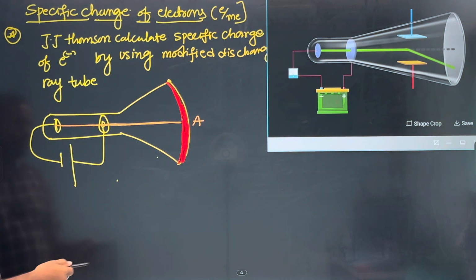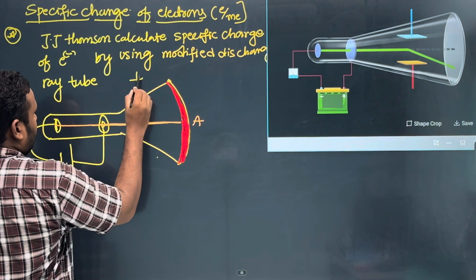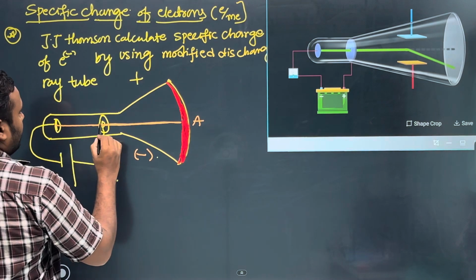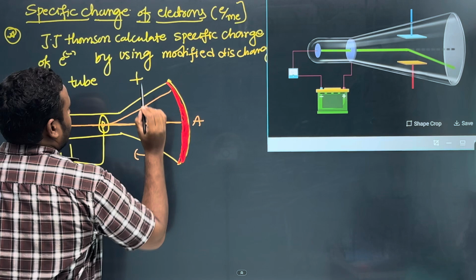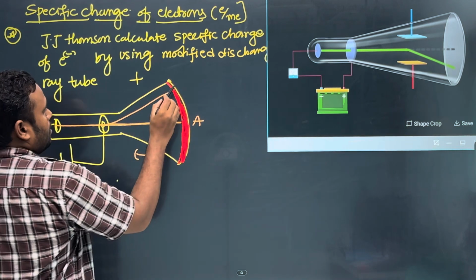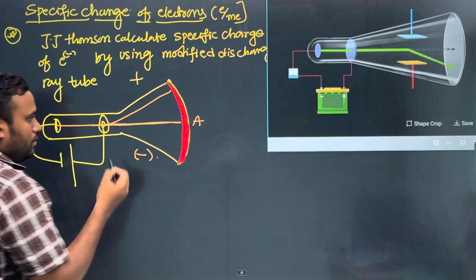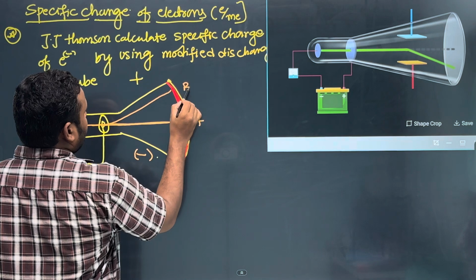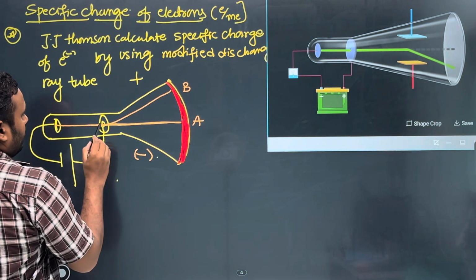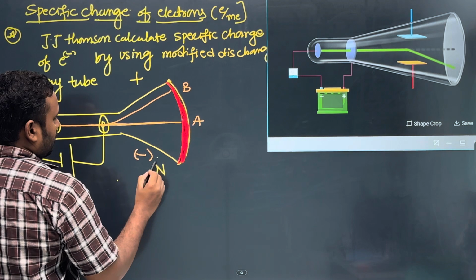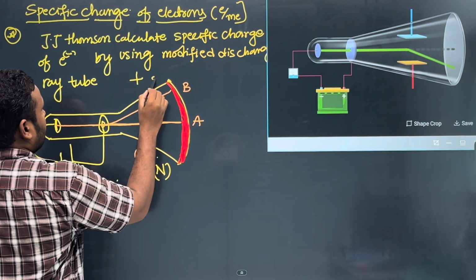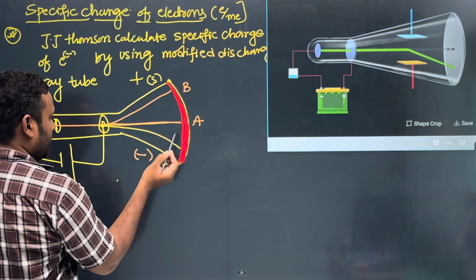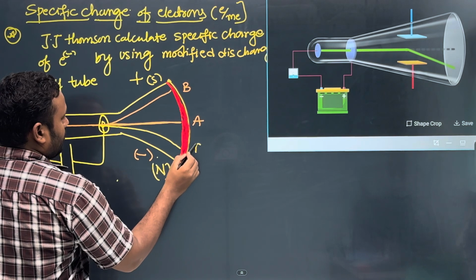And when you do this experiment using an external electric field, how do they travel? They travel towards the positive plate. Why? Because we know electrons are negatively charged particles, and they hit at point B. And when you keep an external magnetic field, north pole and south pole, what is happening? They travel in a curved path and touch at the point C.